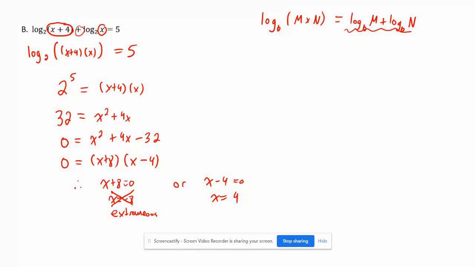4 is good. Log base 2 of 4 plus 4 is 8, so 8 is positive. Log base 2 of 4, yeah, that's good as well. So x equals 4 is the only solution for this equation.